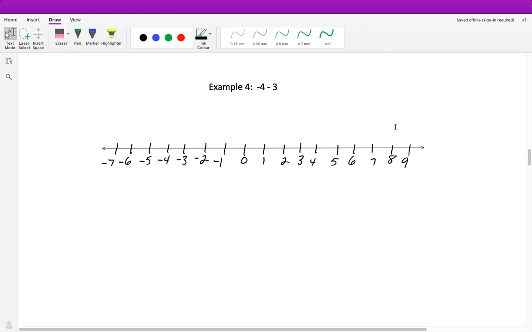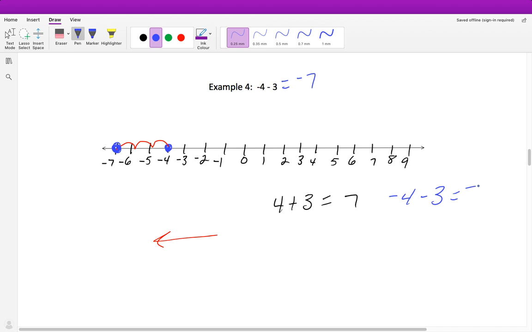What about negative 4 minus 3? We need to plot our first point at negative 4. Now we're subtracting 3, so that means we're moving to the left. So we move 1, 2, 3, and there is our new point at negative 7. So we just did a problem where 4 plus 3 is equal to 7, and another where negative 4 minus 3 is equal to negative 7.